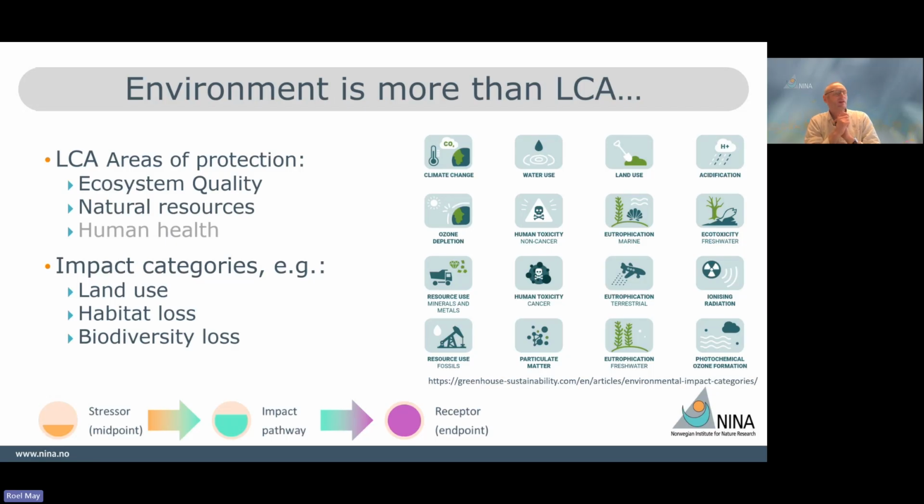So back to LCA. You have these different areas of protection, as they are called: ecosystem quality, natural resources, and human health. Focus a bit more on the first two. And as Matthias also showed, you have various impact categories often considered in LCA, one of them being land use. Biodiversity in itself is not there yet, but land use is a very central one, because if you use, let's say, 100 square kilometers of land, that's fine, but what does that mean? What are we actually losing?